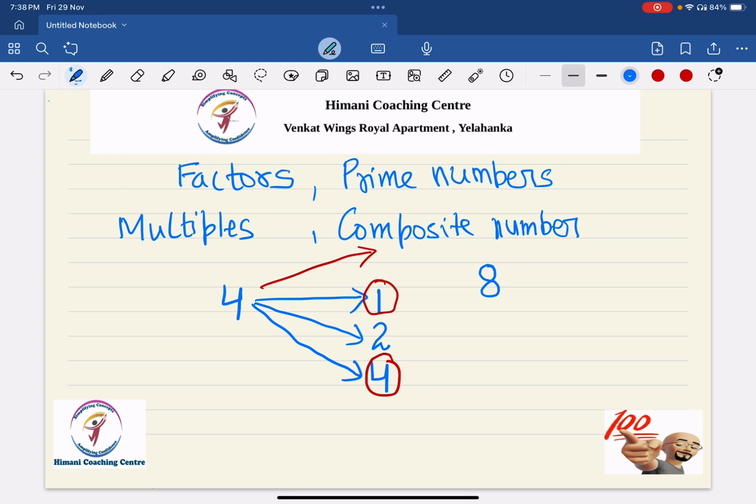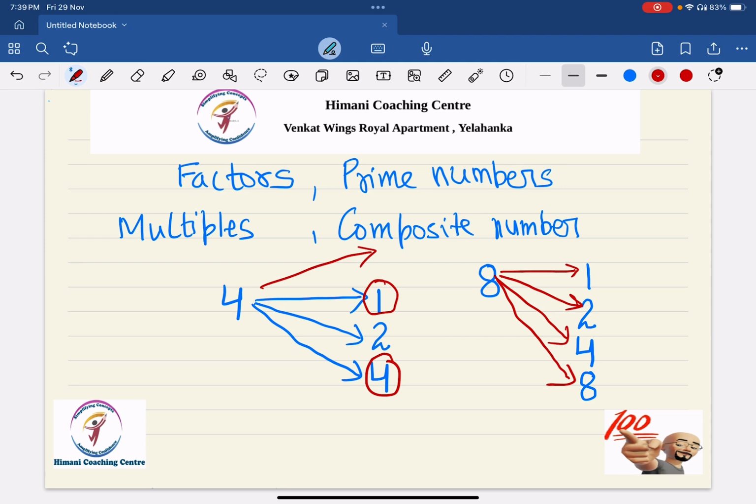Now, look at 1. In the table of 1, 8 comes. Yes, because 1 eight is 8. Then look at 2. In the table of 2, 2 fours are 8. So 2 is also a factor. Now 3: in the table of 3, you do not get 8. So 3 is not a factor. 4, yes. Why? Because 4 times 2 gives us 8. Then 5, no. 6, no. 7, no. And 8, yes. So now how many factors does 8 have? 1, 2, 4, and 8. So it is also a composite number.